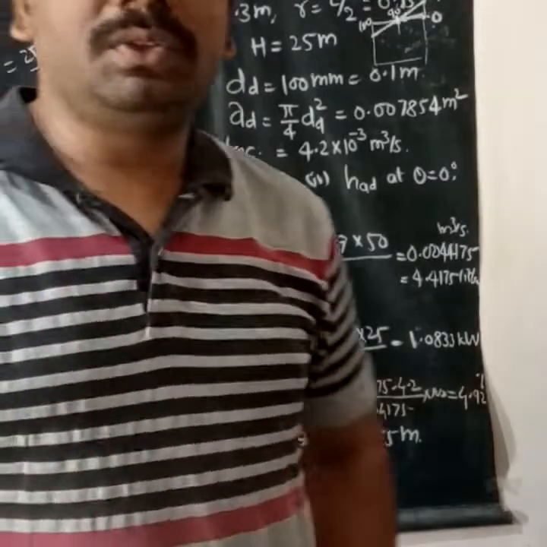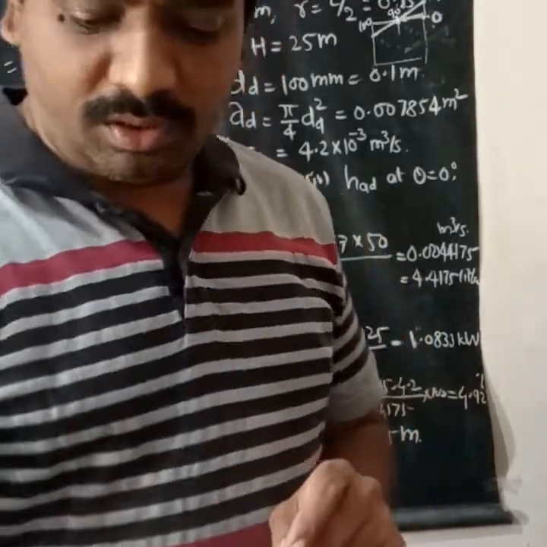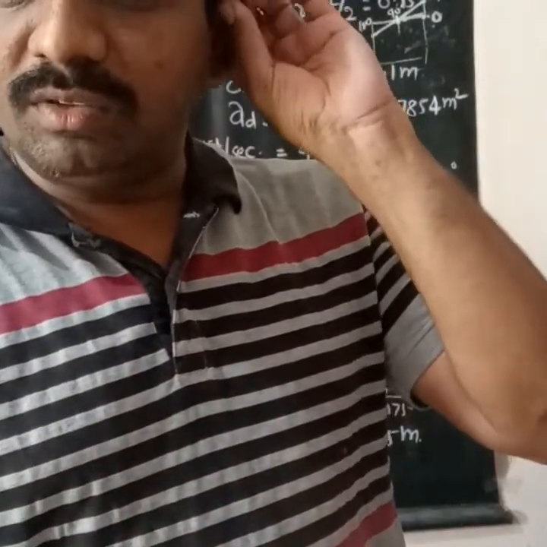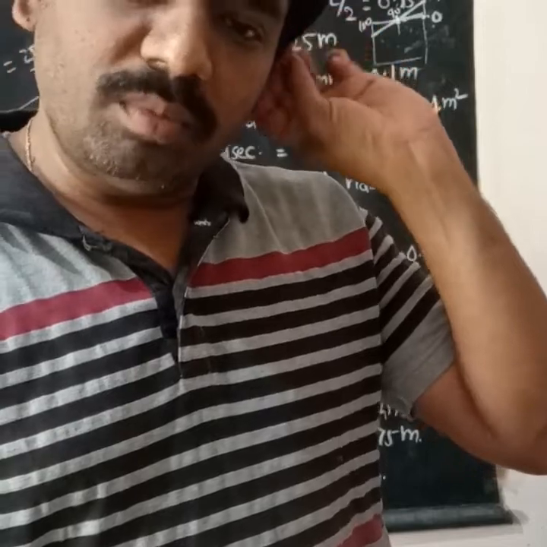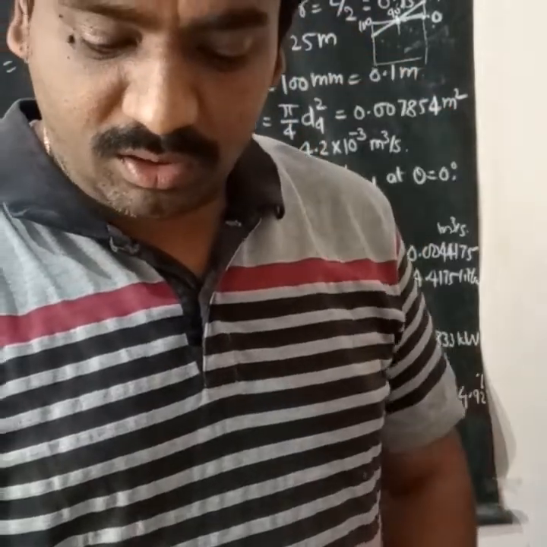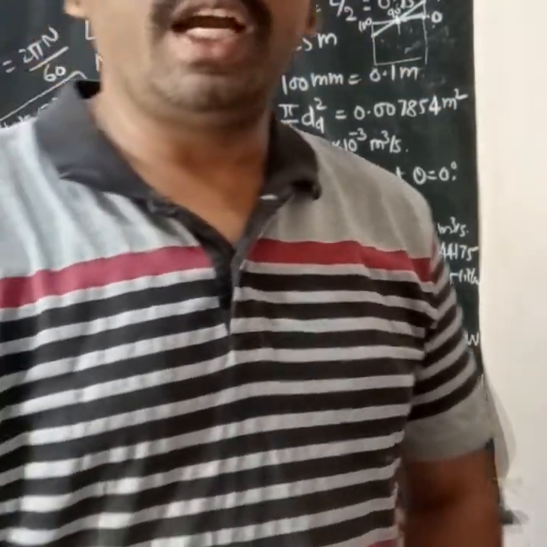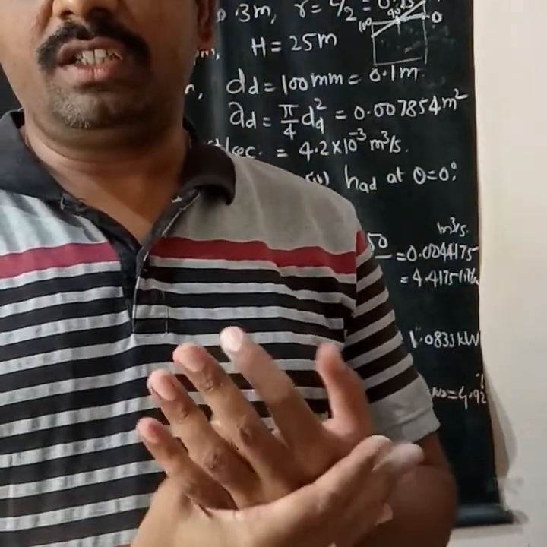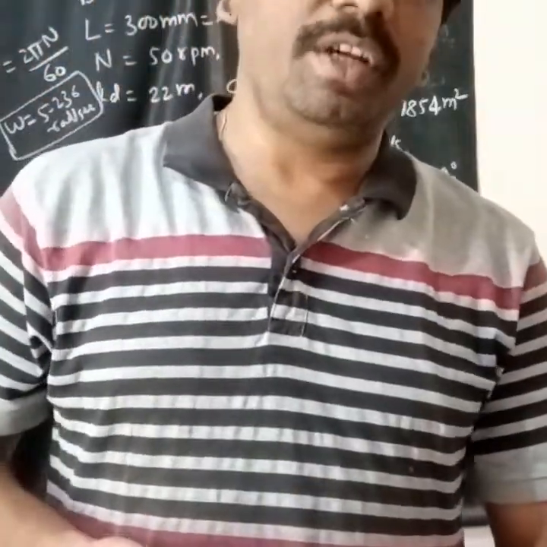So in this first problem, we have seen how to calculate the theoretical discharge, the theoretical power required to run the pump, as well as the important one, the HAD, that is the pressure head due to acceleration at the beginning of the stroke and at the middle of the stroke.